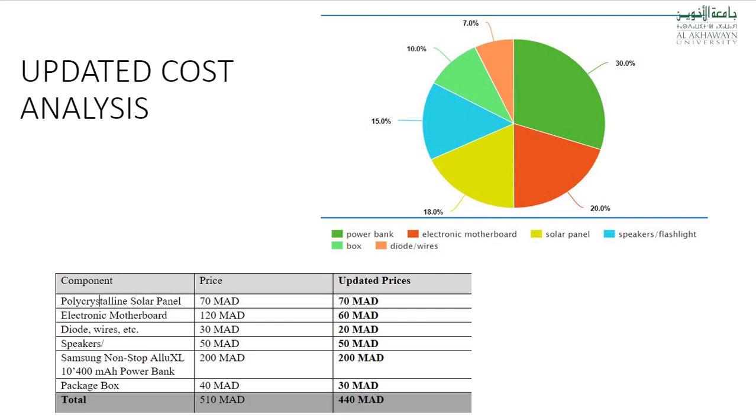Concerning the updated cost analysis, the project was made with a saving of 440 dirhams, where the power bank is the most expensive component in all of the materials, with 200 dirhams. Comes after polycrystalline solar panel with a price of 70 dirhams. Then in the last we find the diode, wires, and the package box with a total cost of 100 dirhams, which I think is pretty reasonable for such a project.